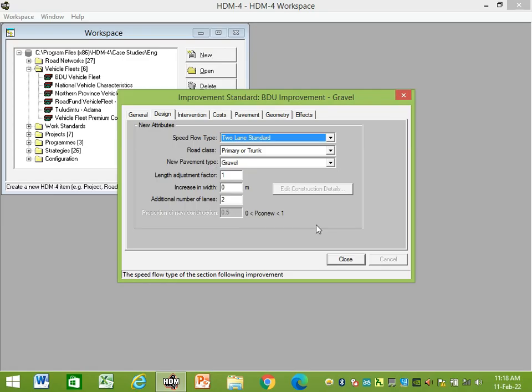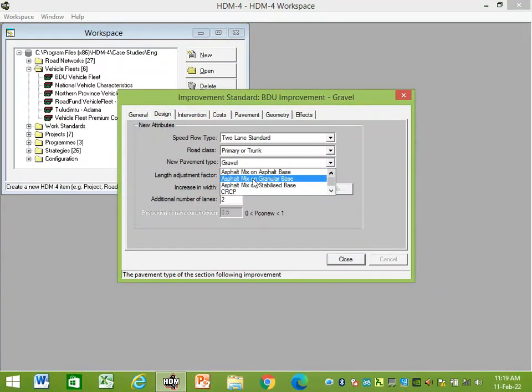Road class, it will be a primary or trunk road after improvement. New pavement type, what type of road it will be? There are choices. Asphalt mix on asphalt base. No, it's asphalt mix, I think, on gravel base. It's a gravel road, so we are transforming it to asphalt surface. So let's take asphalt mix on a granular base. If you are rehabilitating, maybe asphalt mix on asphalt base. But in this case, it's a gravel road.